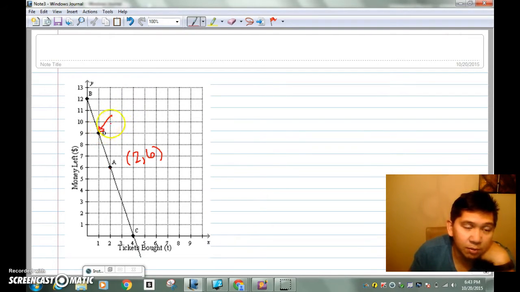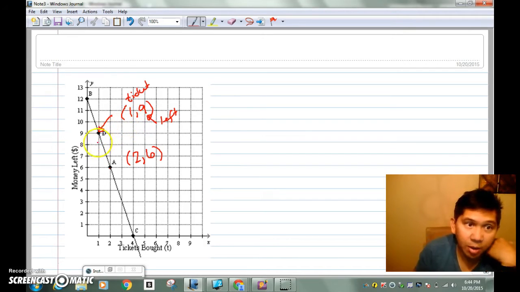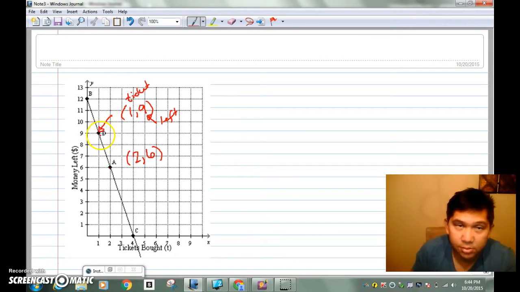This point D. Let's go ahead and identify our ordered pair, and that means it's (1, 9). Now what does this (1, 9) mean? That means I bought how many tickets? I bought 1 ticket, and how much money do I have left in my wallet? If you said that you had $9 left in your wallet, then you're correct. Now you are able to identify what a point on the graph really means.